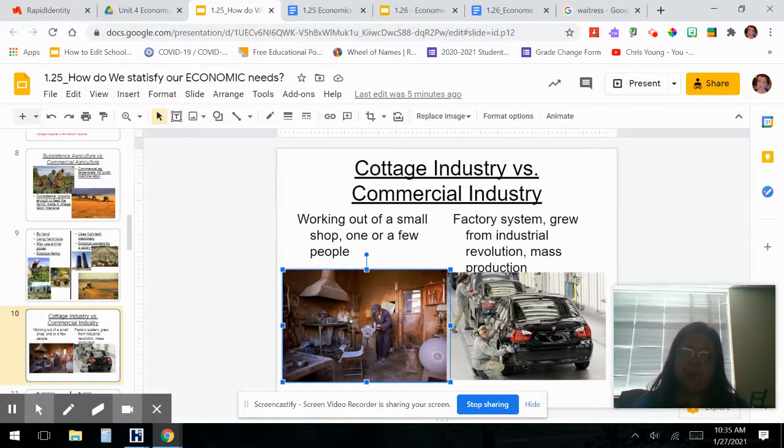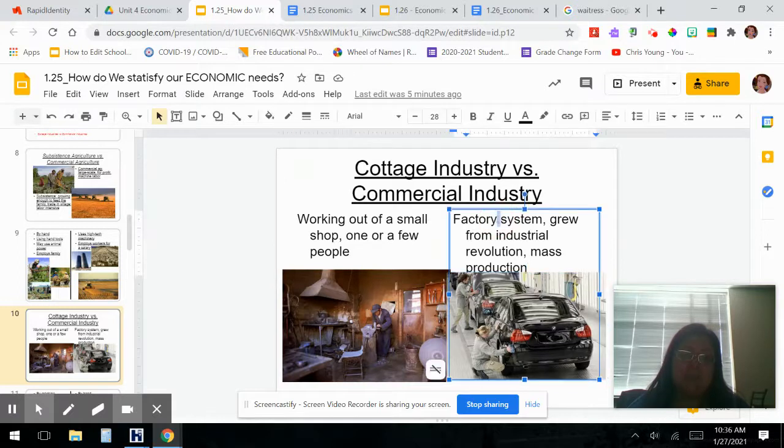Okay. Looking at this one, we already see 3 or 4 cars in this picture. So we know that this building has to be really big. Is this building going to be making a lot of things or just a little of things? Okay. On a factory system, which is what this is, they're going to be mass producing.